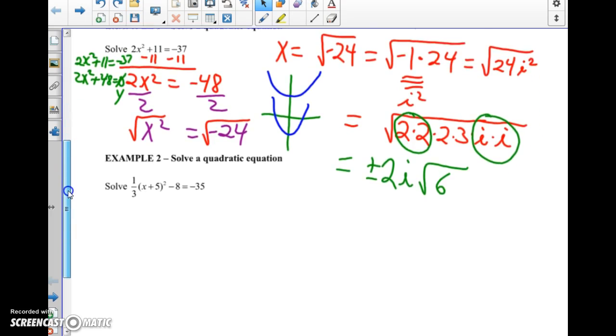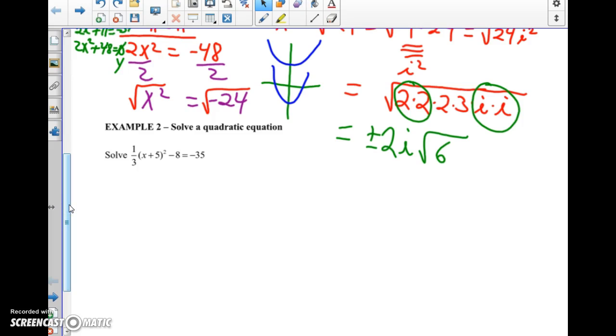Here's example 2. Okay? I've got to get x plus 5 squared by itself, right? What's the first thing you're going to do? Add 8 to both sides. You got it. That's what you learned. Add 8 to both sides. There we go. So you get this. Negative 35 plus 8 is negative 27.